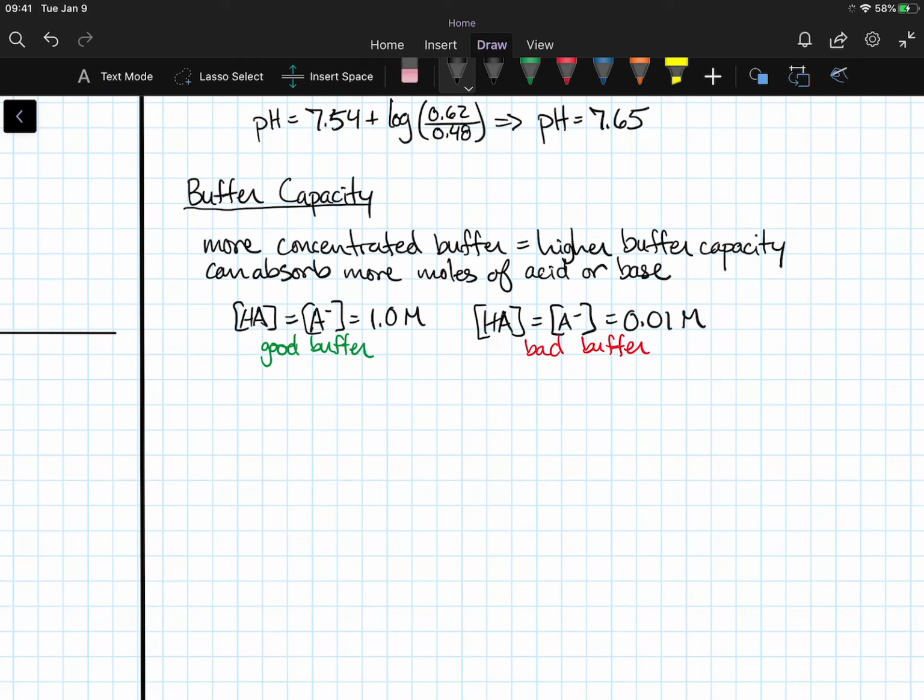And the closer their relative concentration, so in the previous examples of the good and bad buffer I just gave you, we automatically set it up so that HA and A minus were equal. And we try to do that because the closer their relative concentrations, the better the buffer. Or we say it has more buffer capacity.